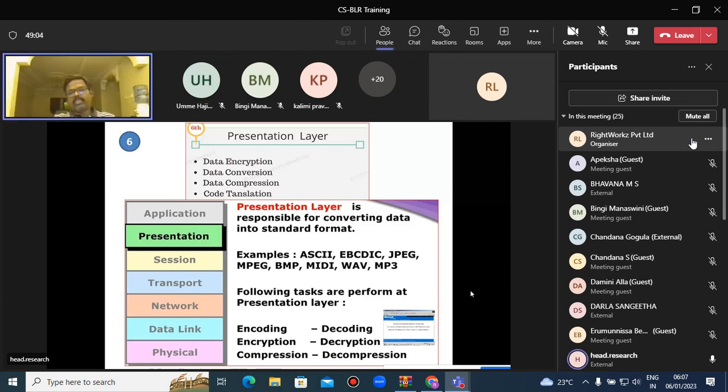And the following tasks are performed at presentation layer, like encoding. That means we are converting one form to another form, that is called encoding. Encryption, same thing. Then we are following decryption, compression, decompression. Presentation layer uses four important concepts like data encryption, data conversion, data compression, code translation, etc.